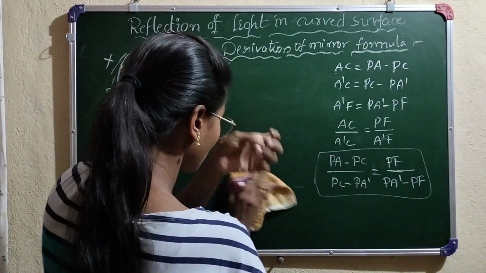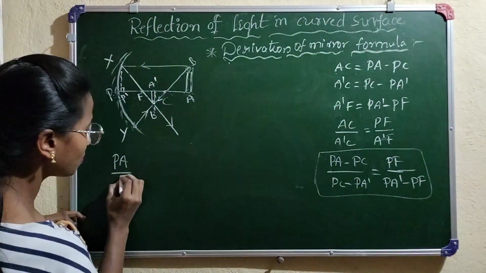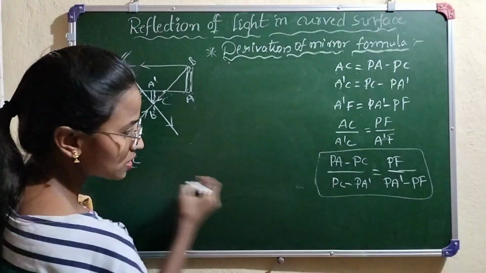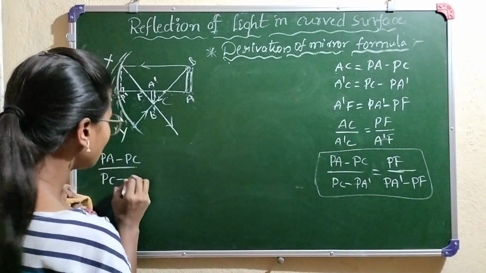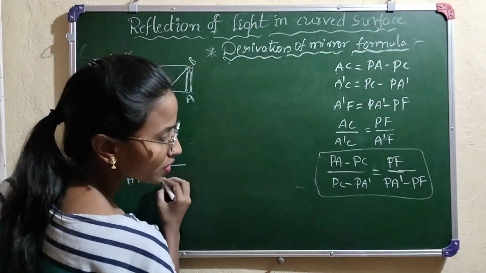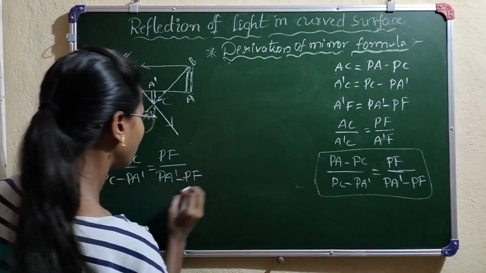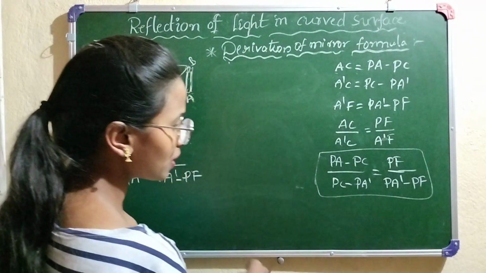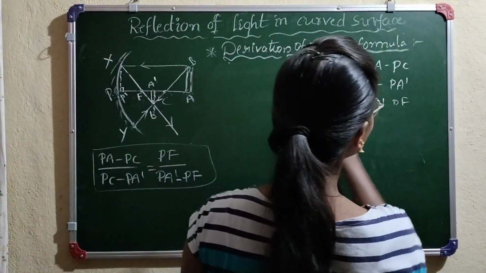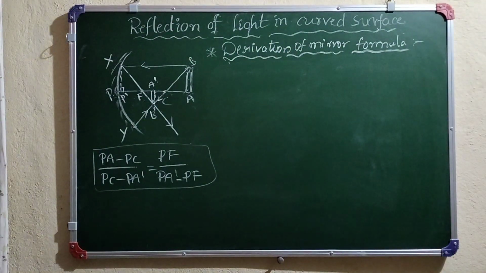I am writing this again: PA minus PC, and PC minus PA dash is equal to PF by PA dash minus PF. Now some values we already have, so let me write all of these once again.